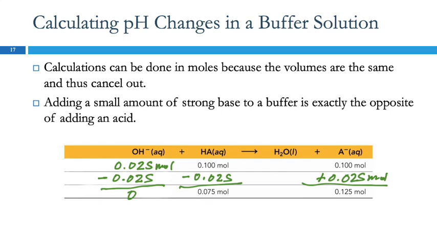Adding the base, the A minus concentration has gone up. When we added the acid, the HA concentration went up. So the pH is going to change in a different direction. Any questions?